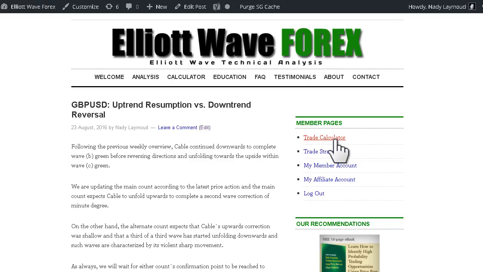On the other hand, the alternate count expects that cable's upwards correction was shallow and that a third of a third wave has started unfolding downwards, and such waves are characterized by their violent, sharp movement. As always, we will wait for either count's confirmation point to be reached to determine the highly probable count.